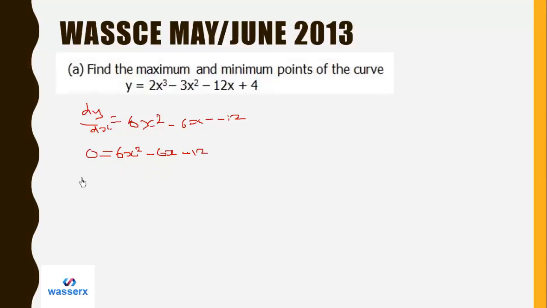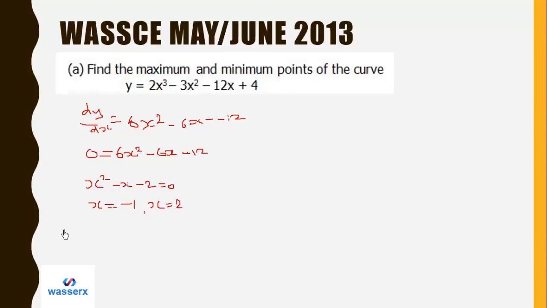Now we can break this down to obtain x squared. Dividing through by 6, we have x squared minus x minus 2 is equal to 0. So when you solve this, you're going to get x either equal to -1 or x equal to 2. Okay, now we use these values to find the corresponding y values over here.